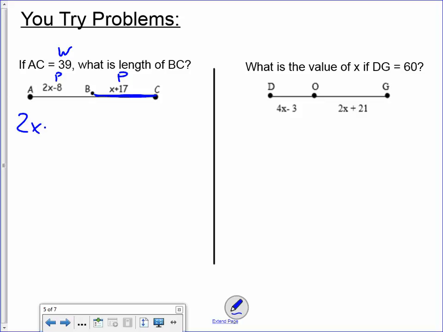So piece plus piece equals whole. This is the equation that's going to help me answer the question.